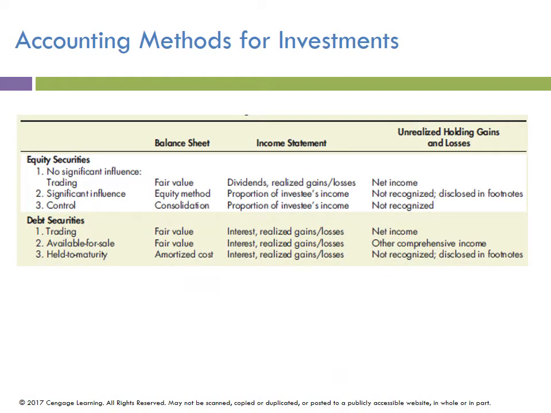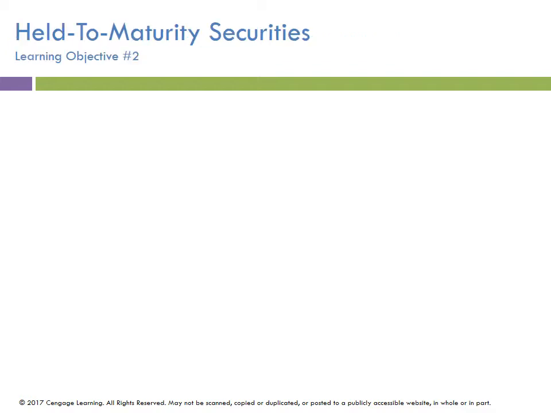So this is a nice little table. It's also in your book, and it talks about how we do the accounting. So we're going to be focusing on equity securities, less than 20% ownership and 20 to 50% ownership, and then all categories of debt securities and how we will do the accounting around them. We'll look at each one specifically.